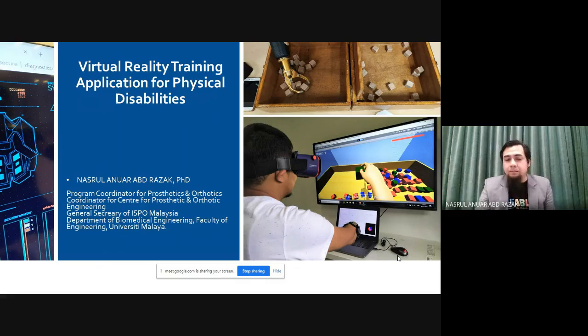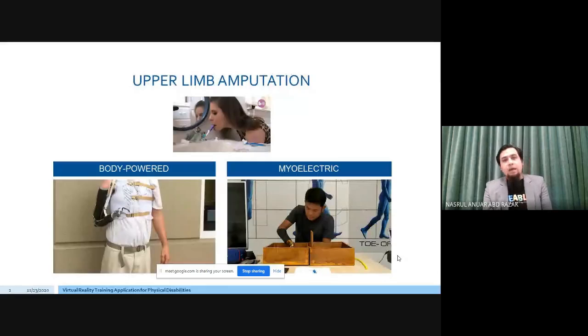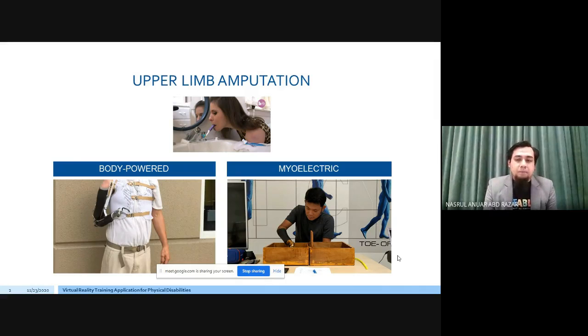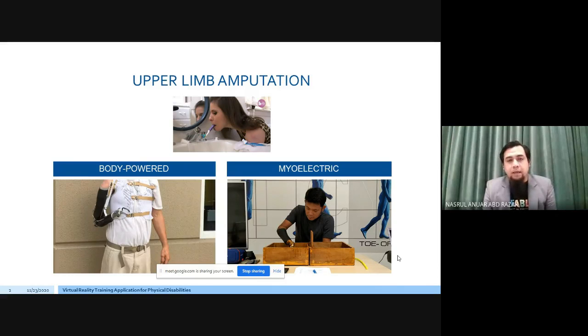So, upper limb amputation. This virtual training rehabilitation is focused on people with disabilities in the upper limb amputation category. These are people who are usually involved with either a congenital condition, or trauma. For example, a health issue, an accident, or a natural disaster.